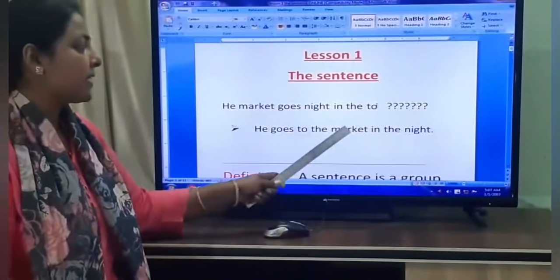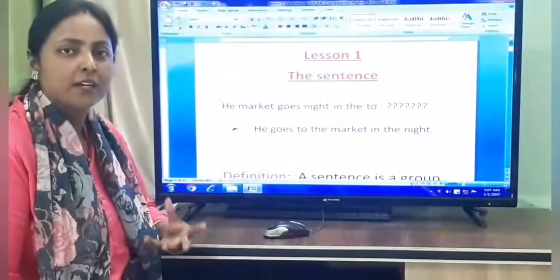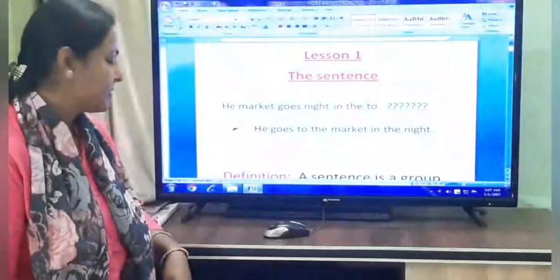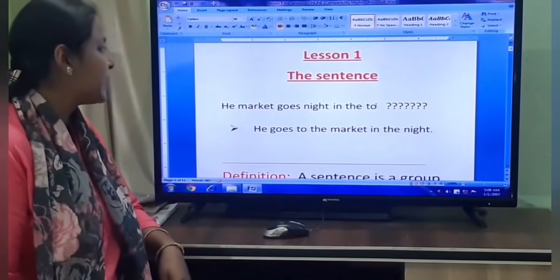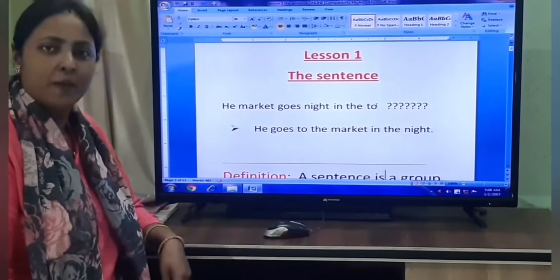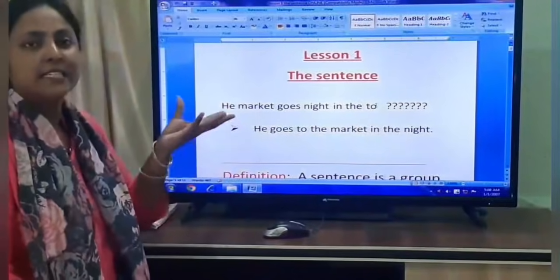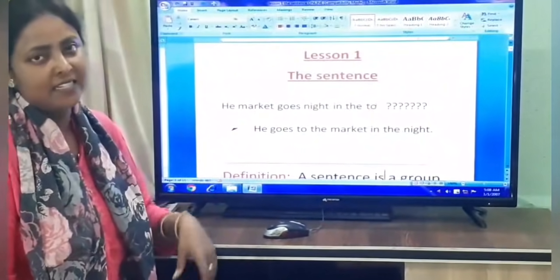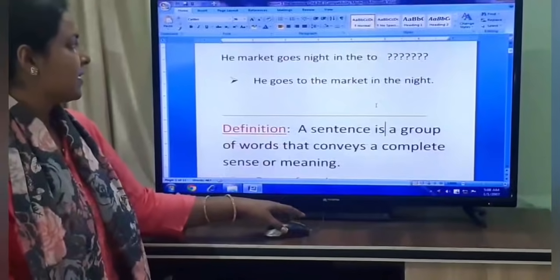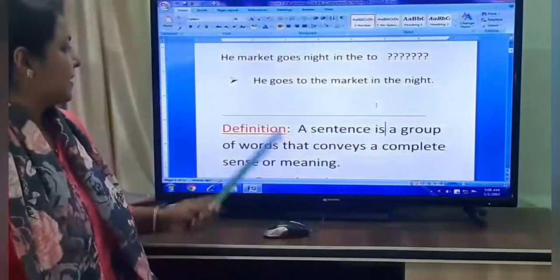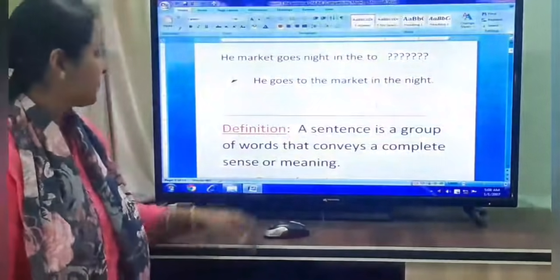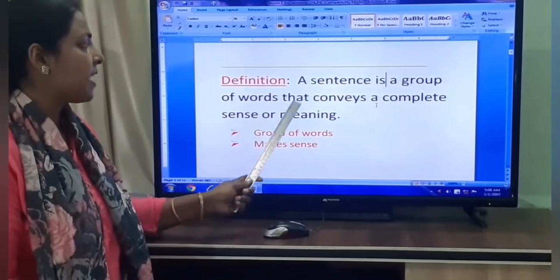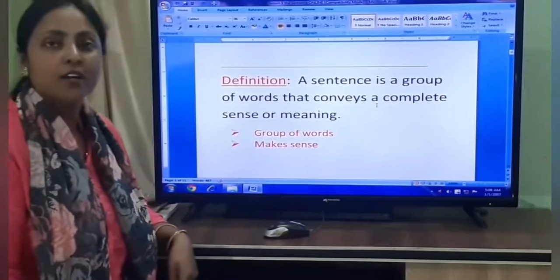He goes to the market in the night. It gives you a complete sense. This is called the sentence. A sentence is a group of words that makes complete sense. What is a sentence? A sentence is a group of words that makes complete sense. Let's see the definition of a sentence. A sentence is a group of words that conveys a complete sense or meaning.